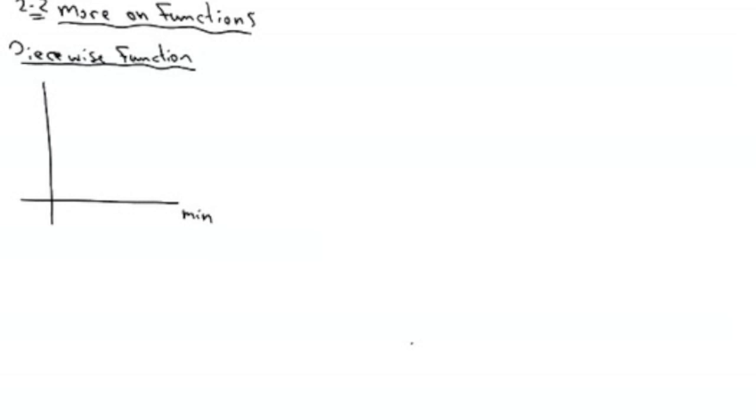One of them that we're going to have to deal with actually turns out to be a real-life type function. It's called a piecewise function. Simplest example: minutes and money.